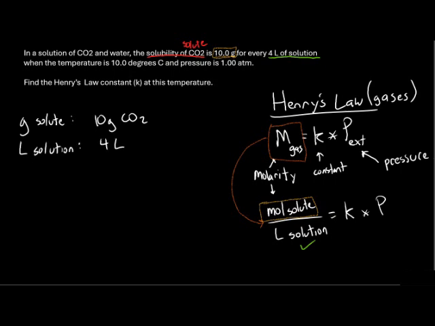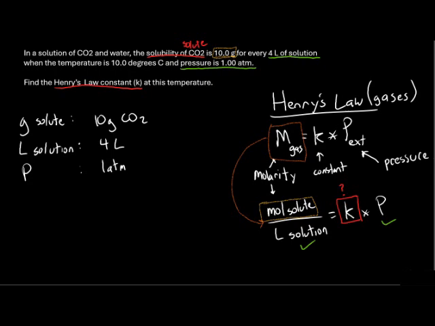Now, the goal of the problem was to find the Henry's law constant, K. We don't know what that is. Box this in red. Put a question mark next to it to remind us that that is our unknown. We also note that we do know the last letter, pressure. That's 1 atmosphere. Place a check mark next to that and write down that we do know pressure.